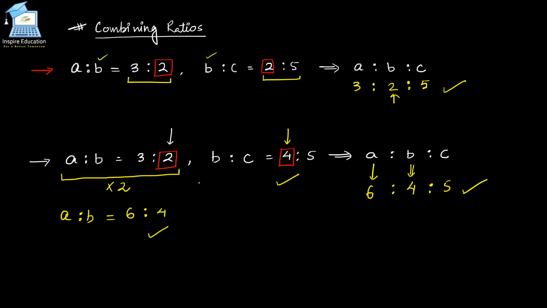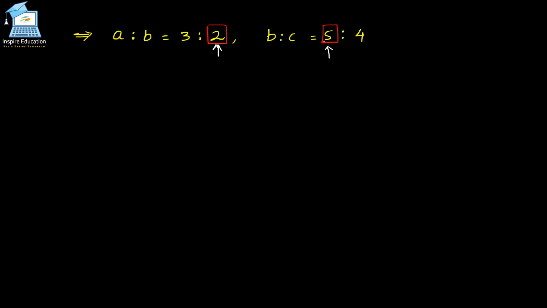So in the last question, it was very simple, because we can make 4 from 2. Making 4 from 2 is very easy because we need to multiply it by 2. Simple. But you cannot make 5 from 2, neither can you make 2 from 5. So what we need to do over here is think about a number which is divisible by 2 as well as 5.